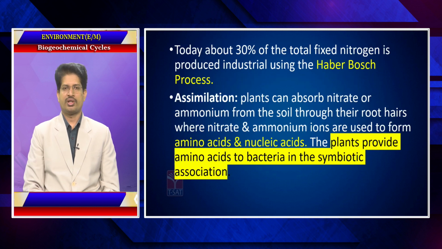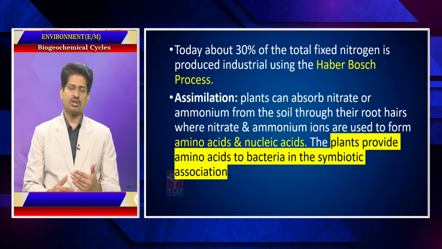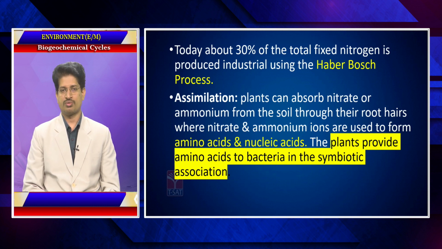Today, about 30% of the total fixed nitrogen is produced in industries through the Haber-Bosch process. So, what is the process involved in manufacturing nitrogenous fertilizers artificially in the industries might be a question. This is the process which you need to mention.